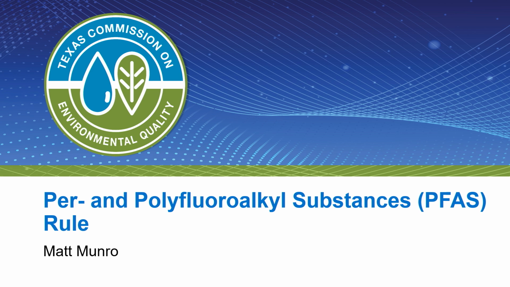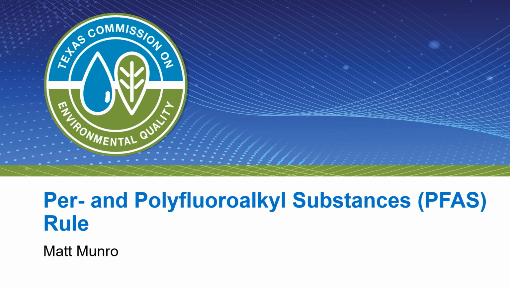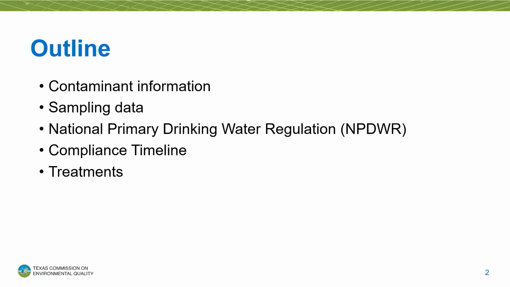Going to be talking about PFAS. So a brief outline. We're going to talk about contaminant information, sampling data that we've gathered so far. We're going to talk about the rule itself, the National Primary Drinking Water Regulation. We're going to talk about the compliance timeline, and then some brief treatment options.